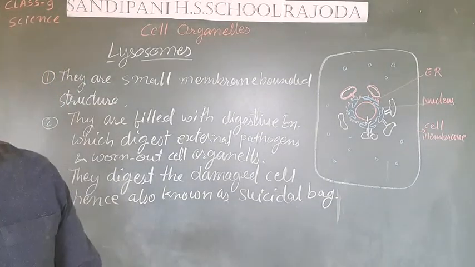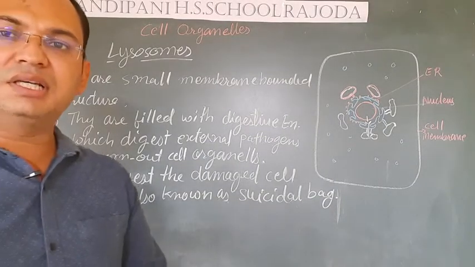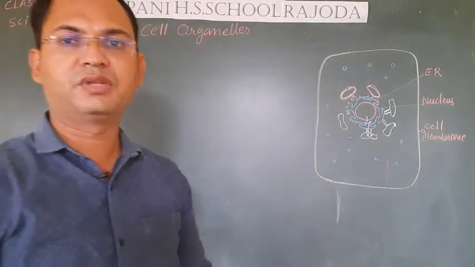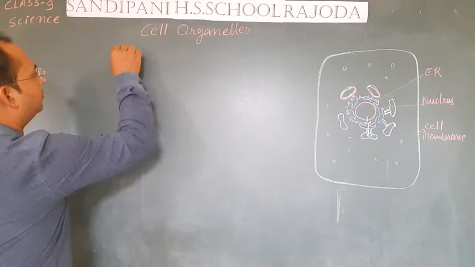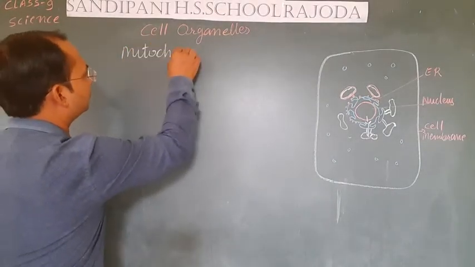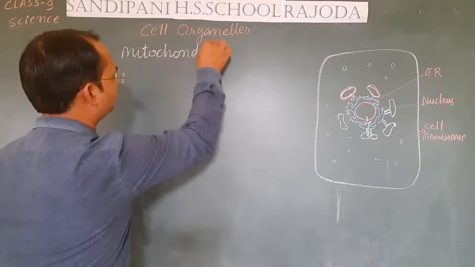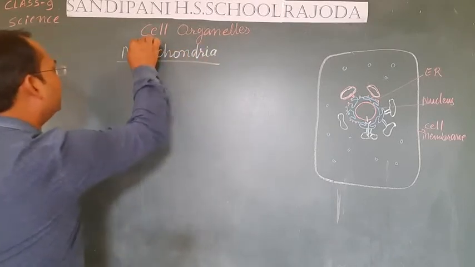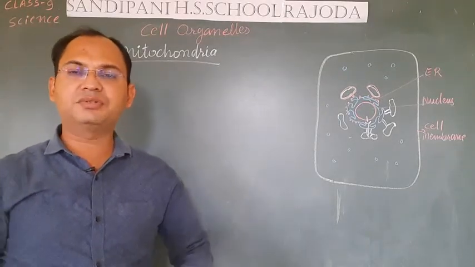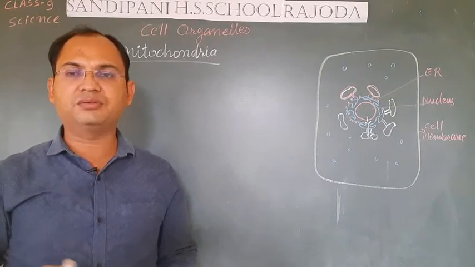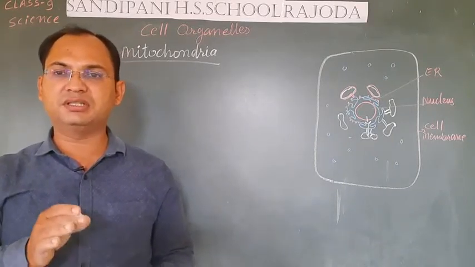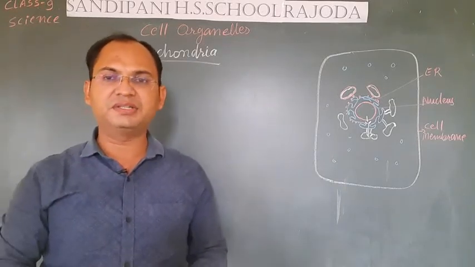Now let's see the next cell organelle, that is mitochondria. Let's see the mitochondria. Students, remember in lower classes you have studied that mitochondria is also known as the powerhouse of the cell. Now we see why it is known as the powerhouse of the cell and what its different structures are.